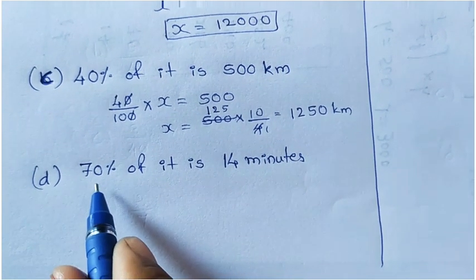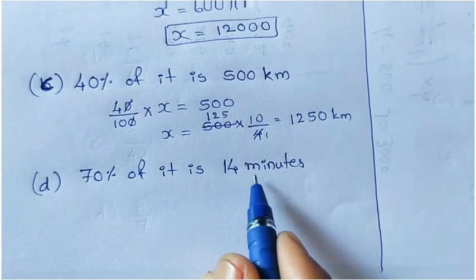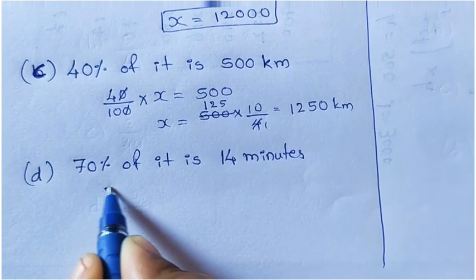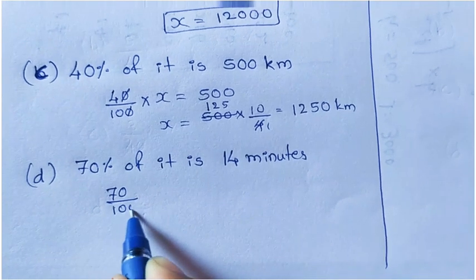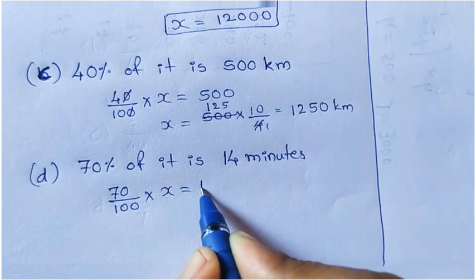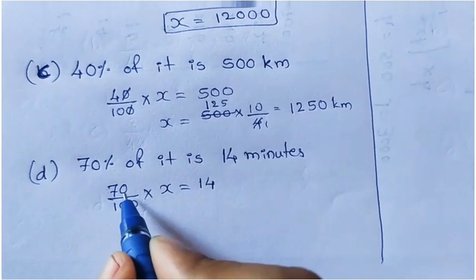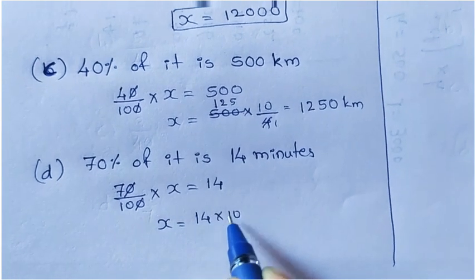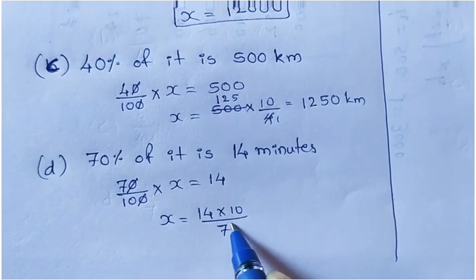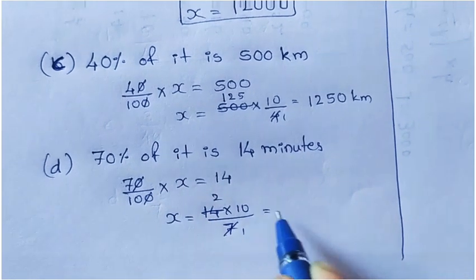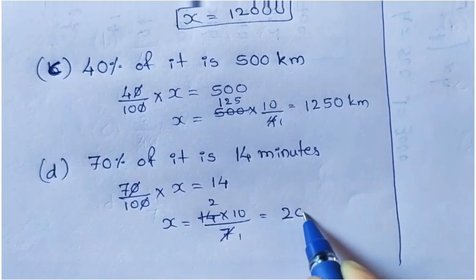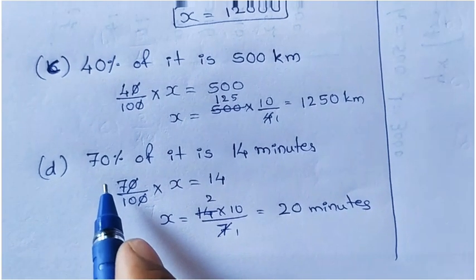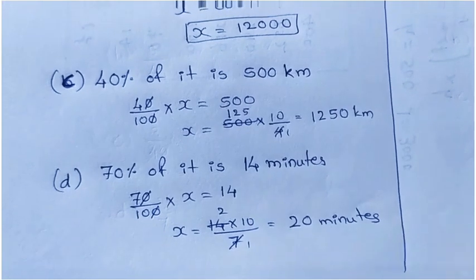Now here D, 70% of it is 14 minutes. Okay, so let's take 70% of what? 70%, that is 70 by 100 into x equal to 14. The 0s get cancelled. So x equal to 14 into 10 divided by 7. So 7 ones are 7, 7 twos are 14. So 2 into 10, it will be 20 minutes. So out of 20 minutes, if you want to take 70%, it will be 14 minutes.